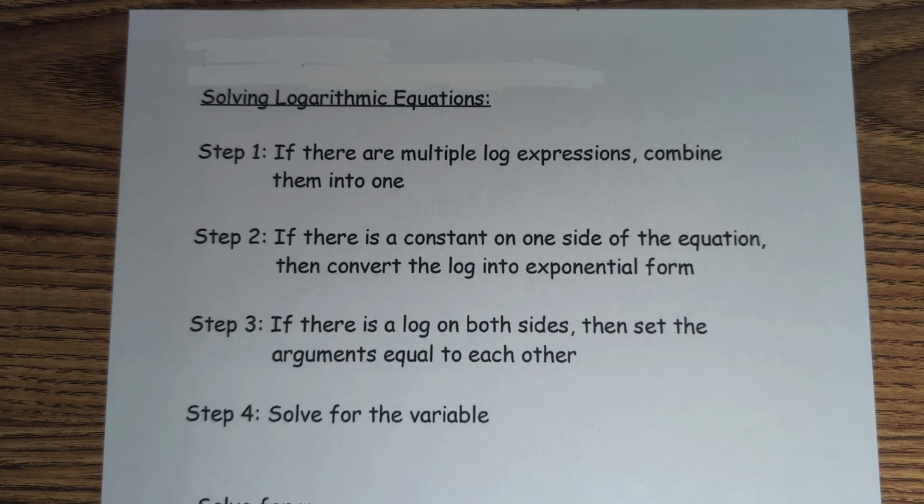Step 1, if you have multiple log expressions, you have to combine them together. This means condensing logarithms. If there's a constant on one side of the equation, then convert the log into exponential form. If there is a log on both sides, set the arguments equal to each other, and then solve for the variable. I believe all my examples I've got for you in this particular video, well, at least the first 4 of them, we've got a constant on one side.